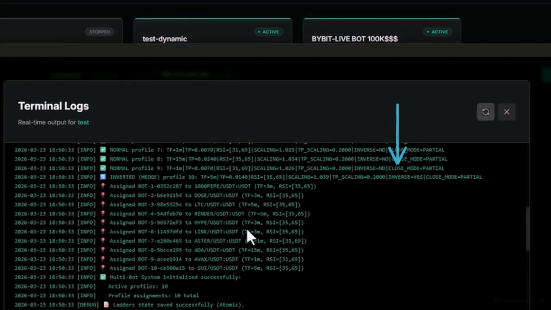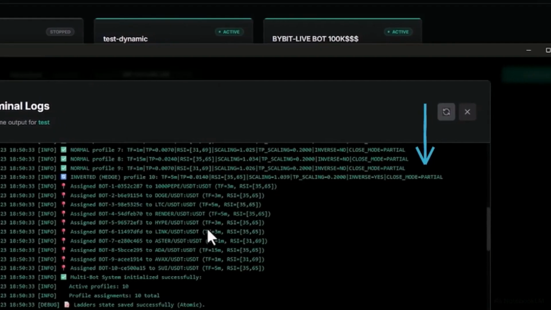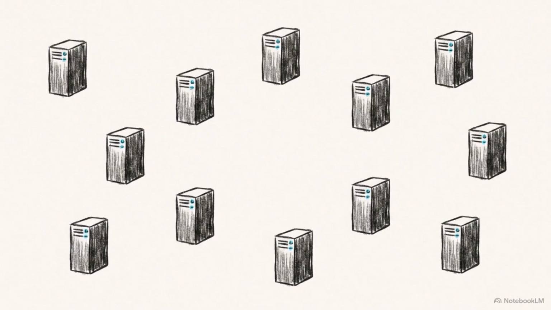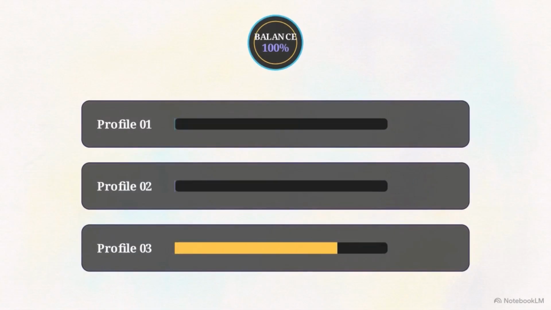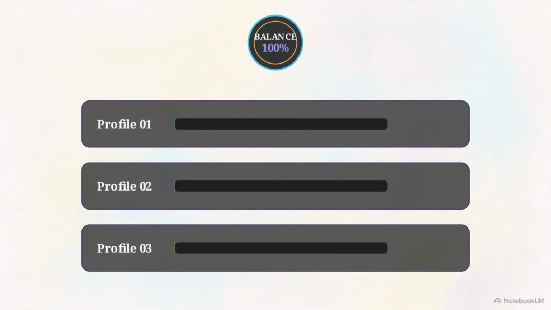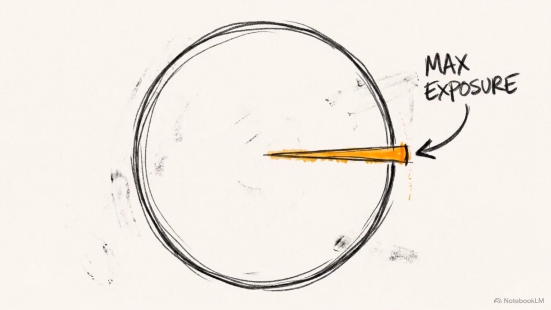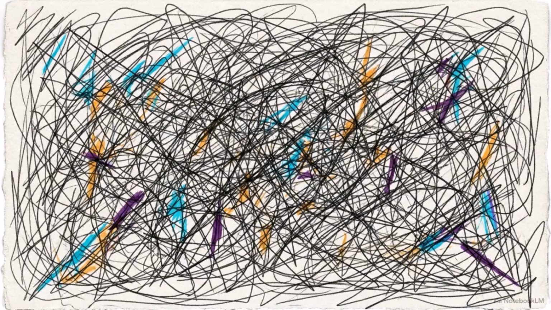Notice the configuration flag setting inverse to yes and utilizing full closed modes specifically designed to hedge against the behavior of a neighboring bot. These bots operate entirely independent of one another. They close positions at varying times and continuously recheck the global balance percentages before executing new ladders. This requires enforcing a strict risk cap, allocating a maximum of 0.05% to 0.07% of the total balance to any single bot.